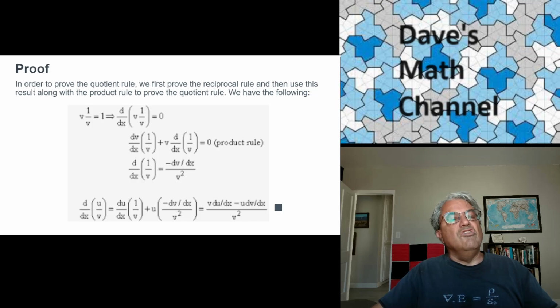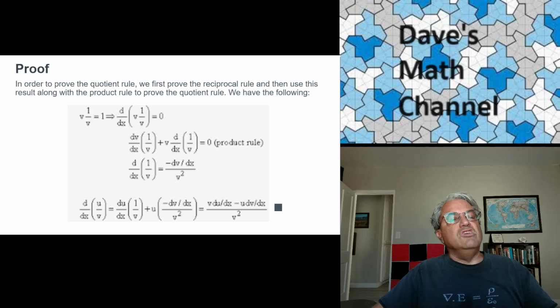So that's what we start with. So we say 0 is equal. Now, notice that this thing, v times 1 over v, is a product, and we already know the product rule. So we can do a little trick here. We can use the product rule to calculate the derivative of v times 1 over v. And if you do that, first you get the derivative of v, that's dv dx, we're using Leibniz's notation here, times 1 over v. And then we take v times the derivative of 1 over v, and that's what we want to find, the derivative of 1 over v. But we know this sum has to be 0, because we just said this product was 1.